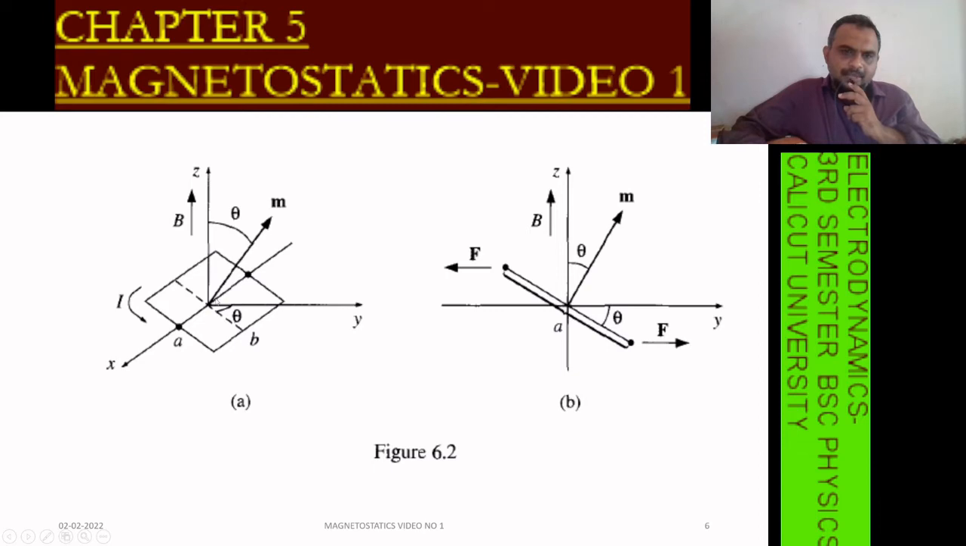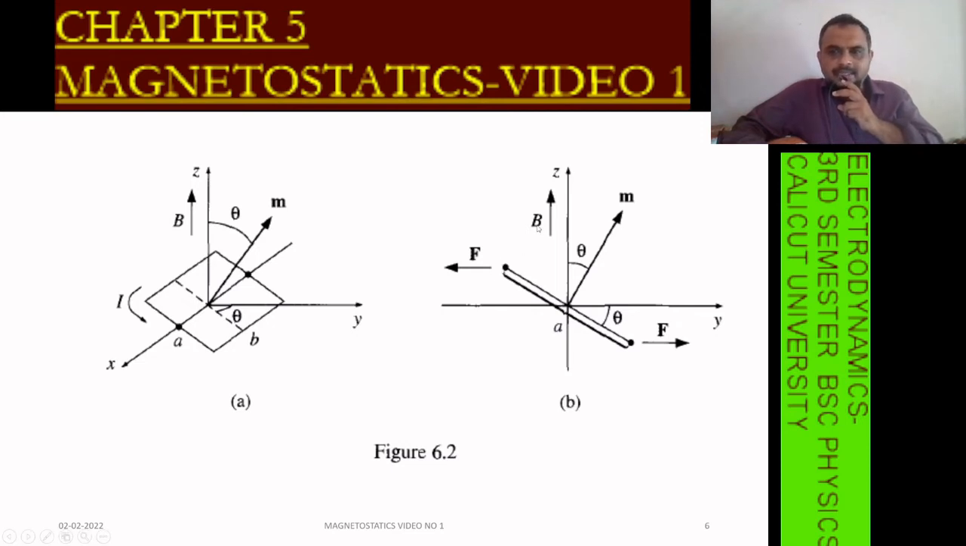But what will happen if I apply an external magnetic field in this direction? I am applying a magnetic field at an angle theta to the magnetic moment. So there is a force acting on this magnetic dipole. There is a small difference from the electric case. The electric force will be parallel or anti-parallel to the electric field: if it is a negative charge, it is anti-parallel; if it is a positive charge, it is parallel to the electric field.